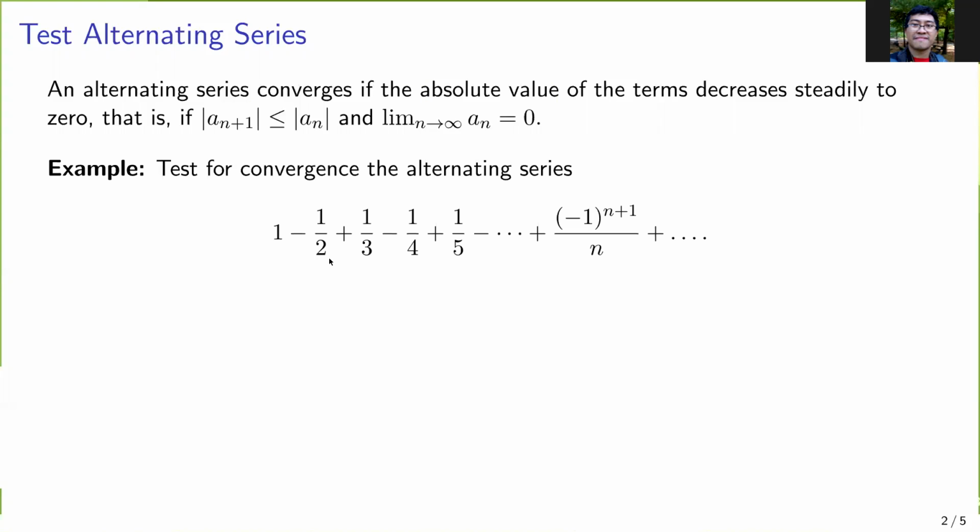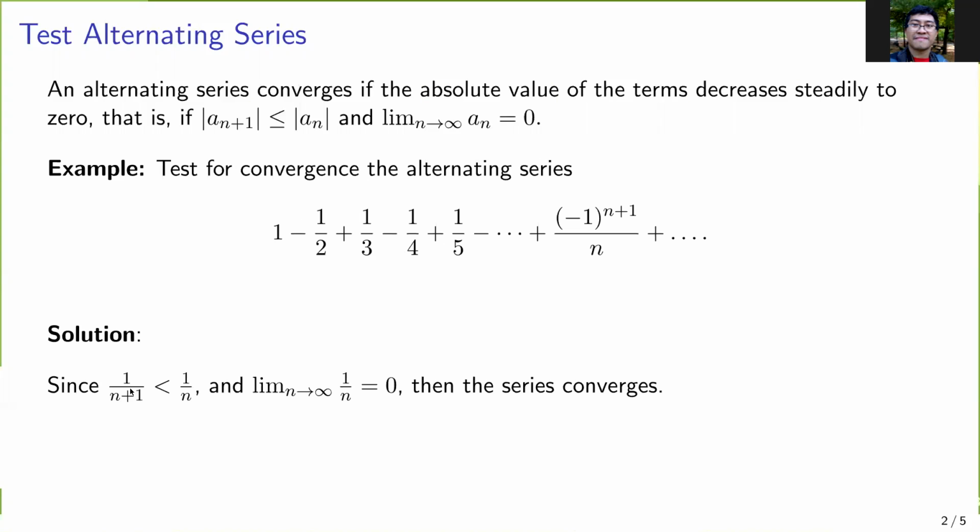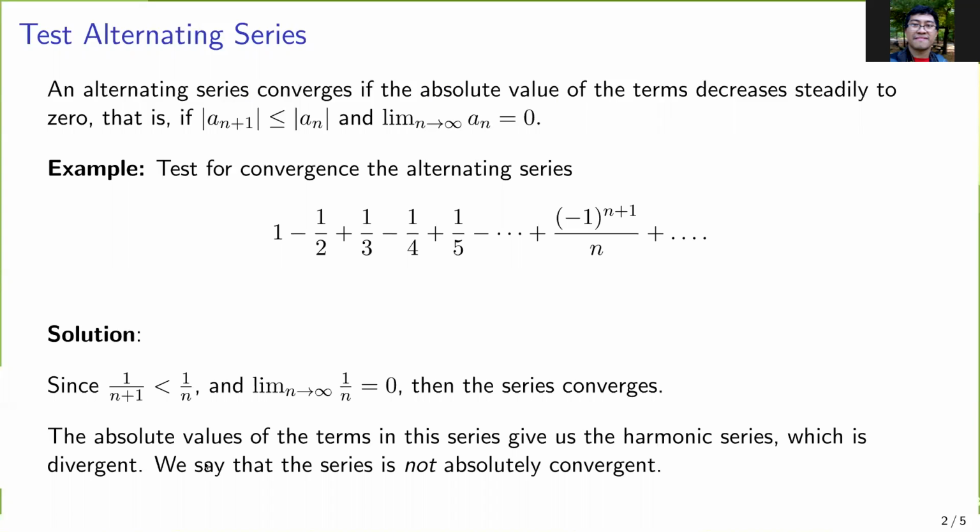Example, consider the harmonic series with alternating signs. You have 1 minus 1/2 plus 1/3 minus 1/4 plus 1/5 and so on. We know that 1 over n plus 1 is less than 1 over n, and the limit as n approaches infinity is 0. So the series converges. The absolute values of the terms in this series give us the harmonic series, which we know is divergent. So we say that the series is not absolutely convergent.